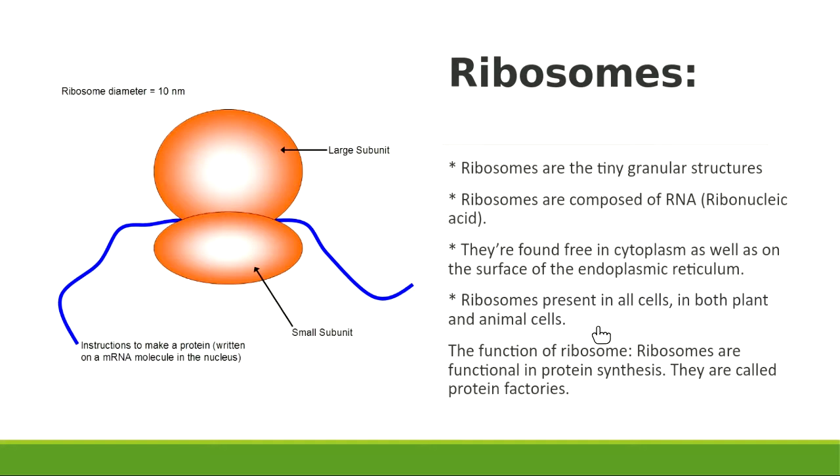Ribosomes are present in both plant and animal cells, and the function of ribosomes is to produce protein, and that's why they are known as protein factories. I told you that they consist of two subunits: one is a larger subunit and the other is a smaller subunit. Okay.